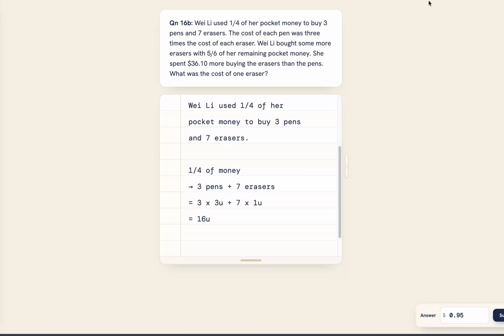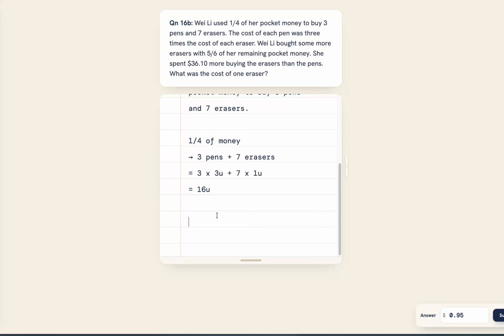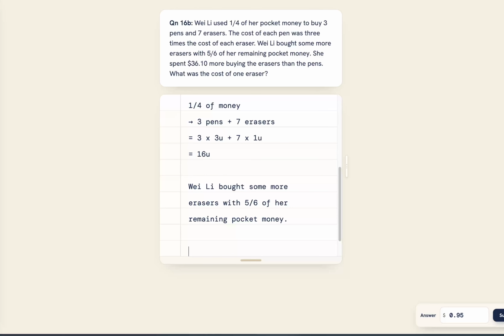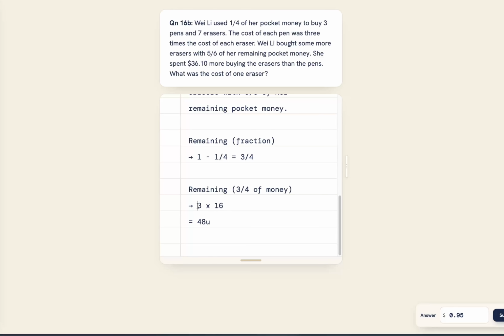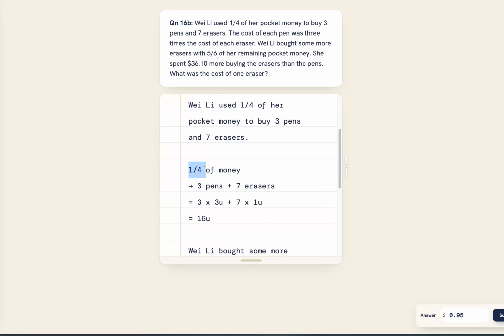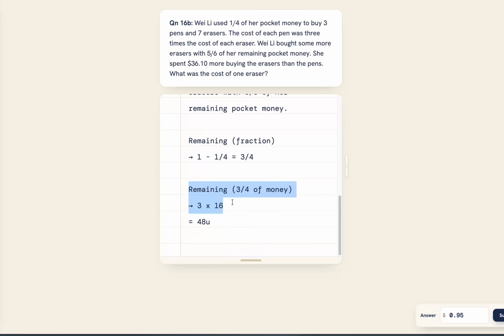Then from the question itself, Weili bought some more erasers with her remaining pocket money. So that means Weili had the remaining of her money, which is 3/4. Then she will use the 3/4 of her money, which is basically 3 times 16, because 1/4 is 16 units. 3/4 is 3 times 16, which is 48 units.